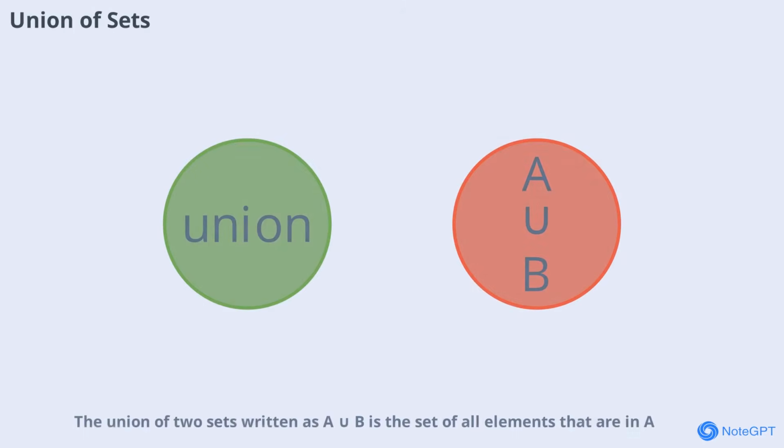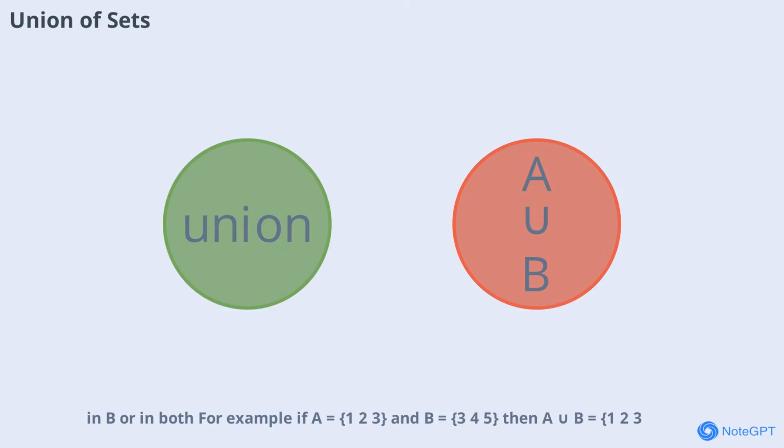The union of two sets, written as A ∪ B, is the set of all elements that are in A or B or in both. For example, if A equals {1, 2, 3} and B equals {3, 4, 5}, then A ∪ B equals {1, 2, 3, 4, 5}. The union operation combines all unique elements from both sets, helping us see the total collection of items.